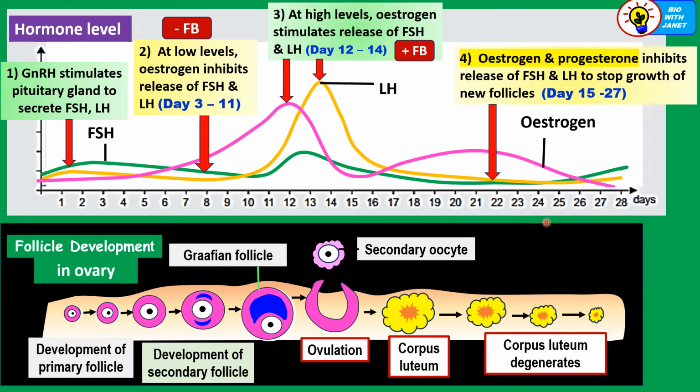But later, when the levels of estrogen and progesterone decrease due to the degeneration of the corpus luteum, the level of FSH will start to rise a bit again at the end of the menstrual cycle.